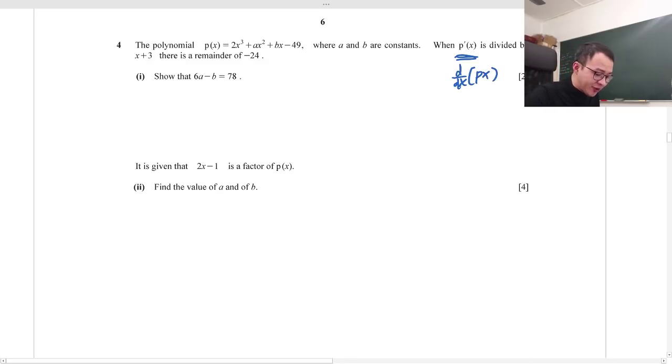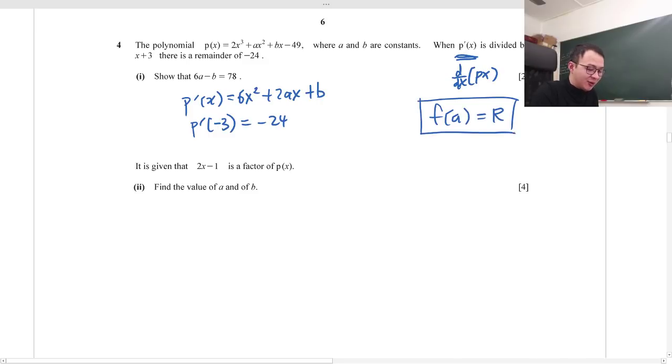So when you differentiate p(x), it's divided by x plus 3, and its remainder is negative 24. The first thing is to find the derivative of p(x). I should get 6x squared plus 2ax plus b, isn't it? Since we divide by x plus 3, we should use negative 3. This is how we actually do the remainder theorem: p(a) equals r.